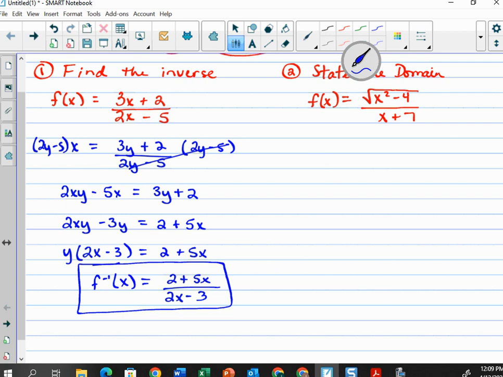All right. Domain, that's what I'm asking you for on the second one. This one is usually a little harder for you guys. We have 2 parts that we have to look at. I have a denominator of a fraction, that causes an issue, and I have a square root. What can I not take the square root of? Negative numbers. So what is under the square root, the x squared minus 4, must be greater than or equal to 0. I'm going to deal with the denominator in a minute.